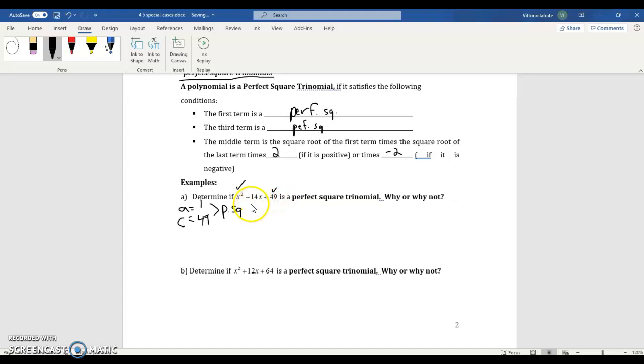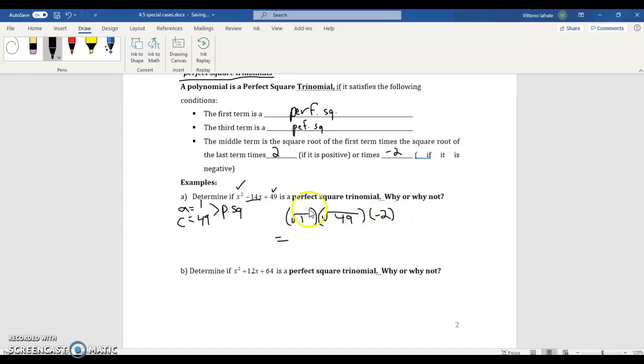Now what we need to do is take a look at our middle term over here. Is our middle term following one of the conditions in the last point here? Well, let's take a look. So we said the middle term is the square root of the first term times the square root of the last term. So let's do that first. So we have square root of the first term times square root of the last term, which is 49. And then multiplied by either 2 or negative 2. Negative 2 if it's negative. So multiplied by negative 2.